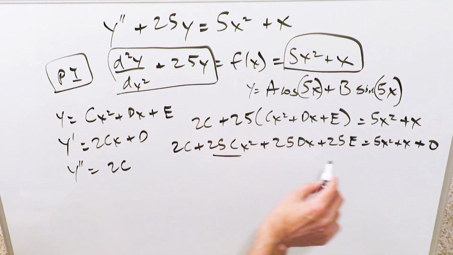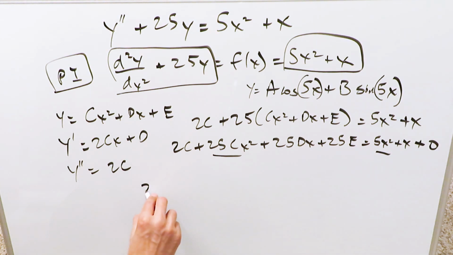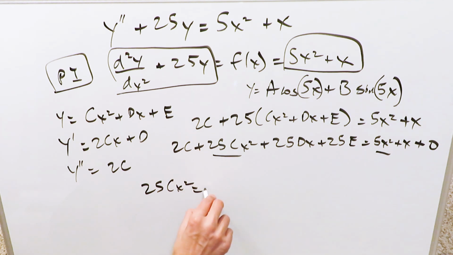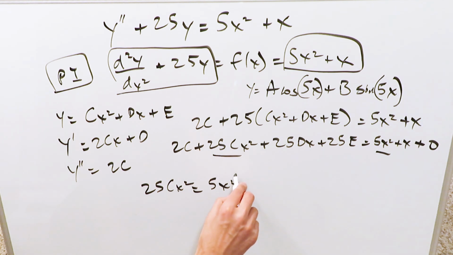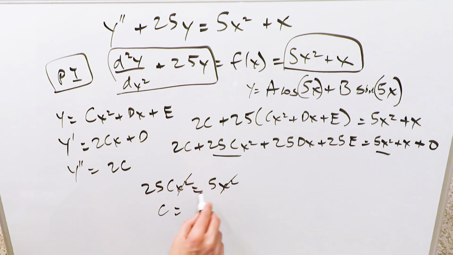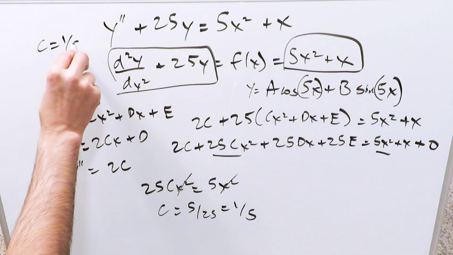My quadratic components are the ones with the x squares. I have 25cx squared is equal to 5x squared. The x squares can cancel out. I have c is equal to 5 over 25, which is equal to 1 over 5. c is equal to 1 over 5.